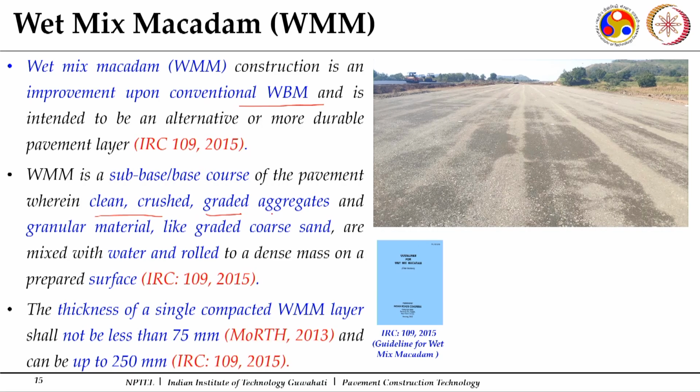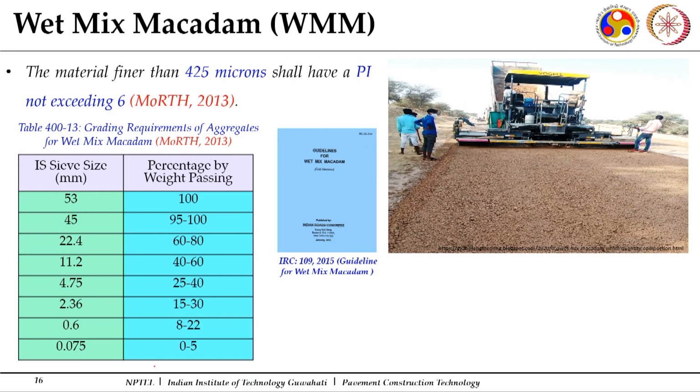It says that clean, crushed, graded aggregates, granular material, coarse sand, etc. are to be used and finally compacted to get a good surface. So, at a proper water content and gradation, the WMM material has to be compacted to achieve the desired strength along with the requirement of your cross slopes. And there is a requirement that the thickness should not be less than 75 mm, because of the gradation which is adopted, and it can go up to a maximum of 250 mm. The gradation which is recommended by MORTH is shown here.